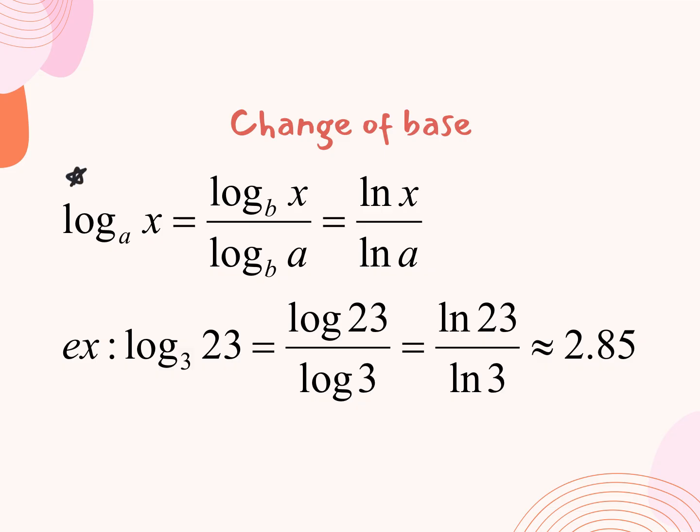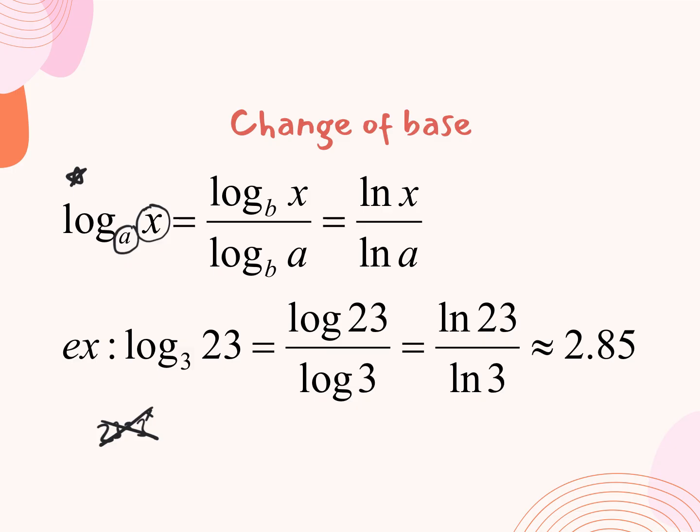But all we're saying is that if you take the log of whatever's on the inside and divide it by log of whatever the base is, then that's the same as log base a of that number. So for example, if you do log base 3 of 23, there's no way to write 23 as 3 to the power of something, right? That doesn't work. So what you can do instead, this is going to be a calculator section, we're going to use a calculator to approximate this.